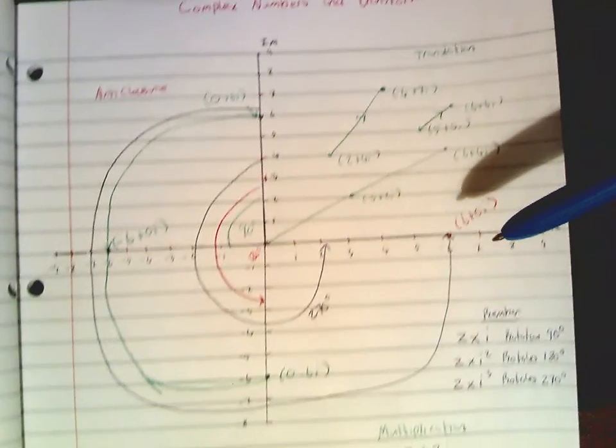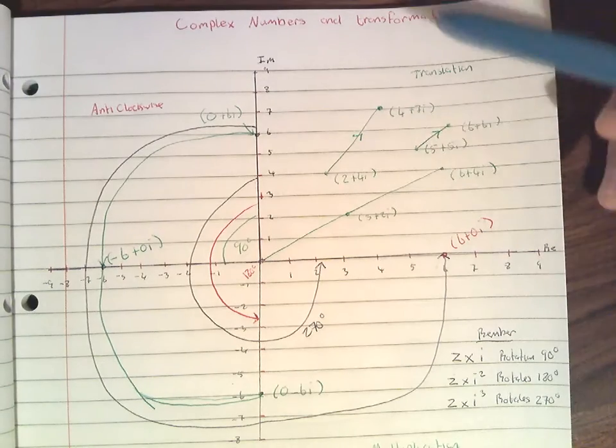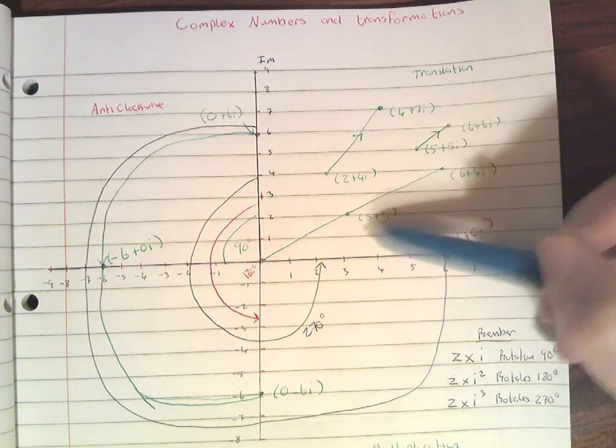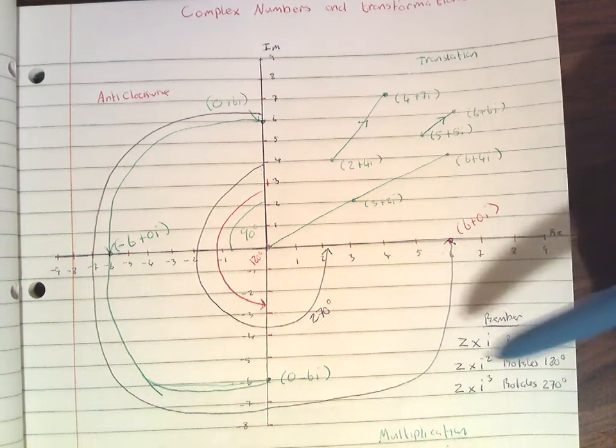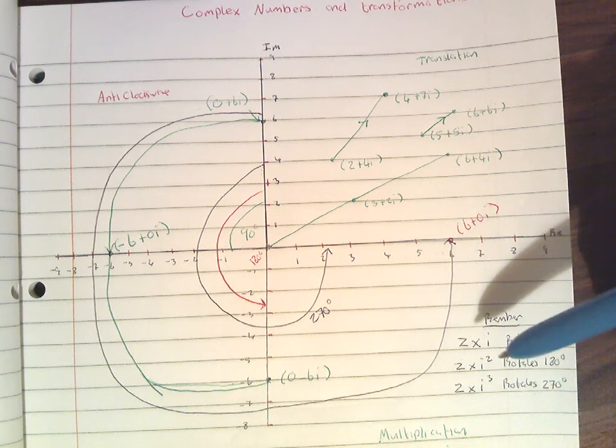That's generally what happens when you multiply a complex number by a real number, when you add two complex numbers together, and when you multiply a complex number by i squared or i cubed.